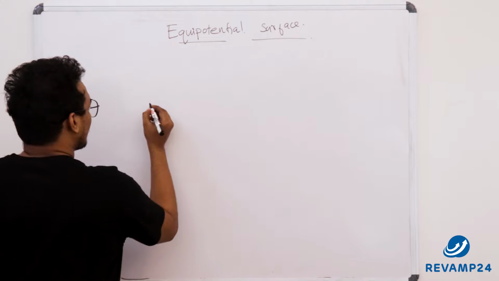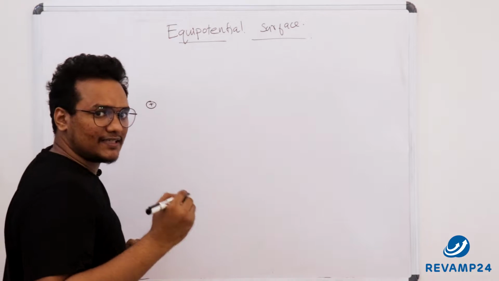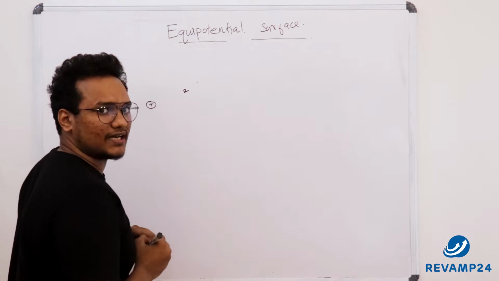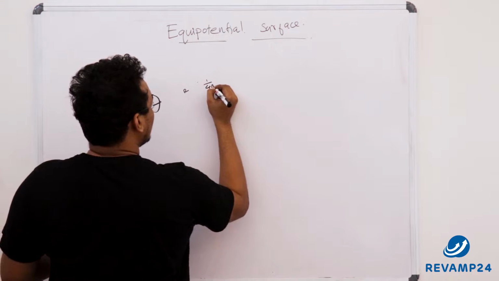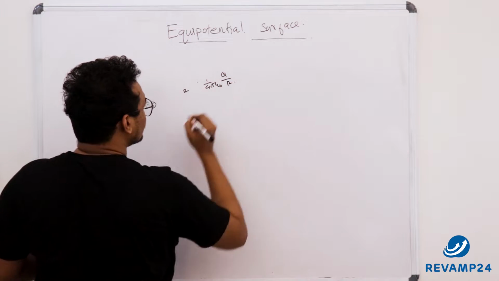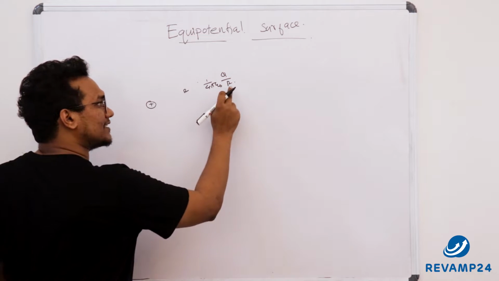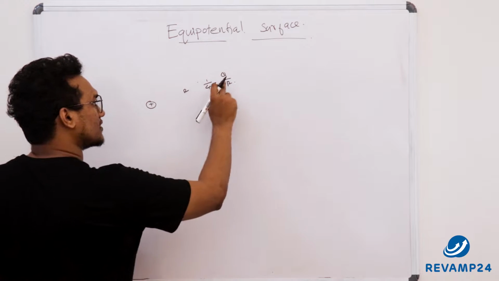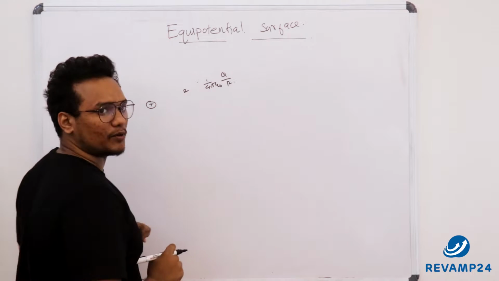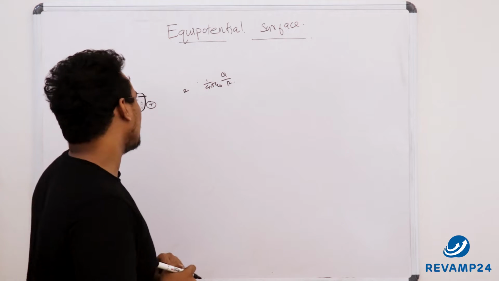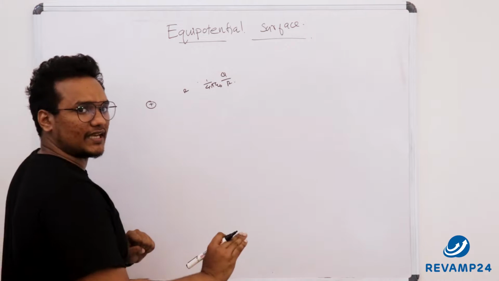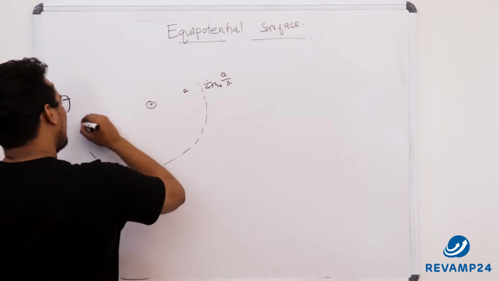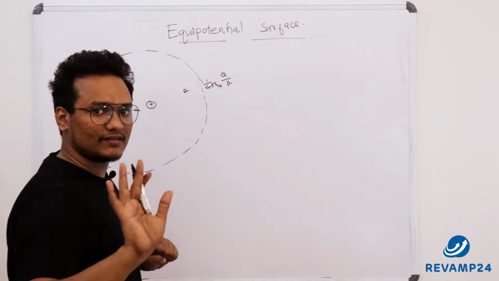Now, for a point charge, what is the equation we have learned to find the potential at a distance r away from the source charge? That is 1 by 4 pi epsilon 0 q by r. Now, all the points which are at the same distance away from the source charge will be at the same potential, because the equation only varies with the source charge and the position where we are finding the potential. The source charge will not change, but the position will change. All the points having the same distance will have the same potential.